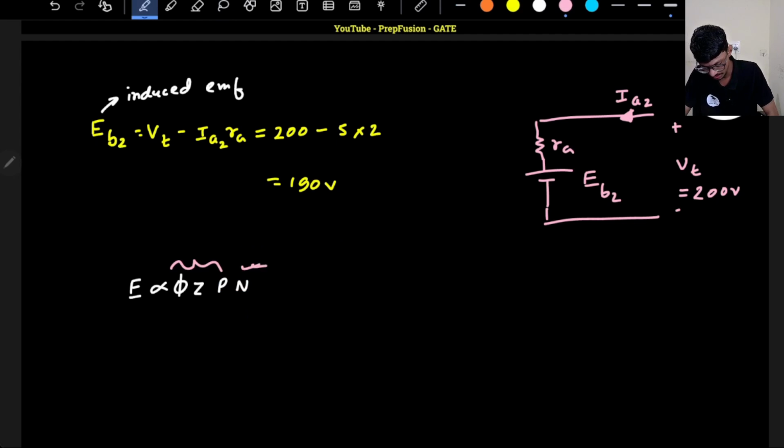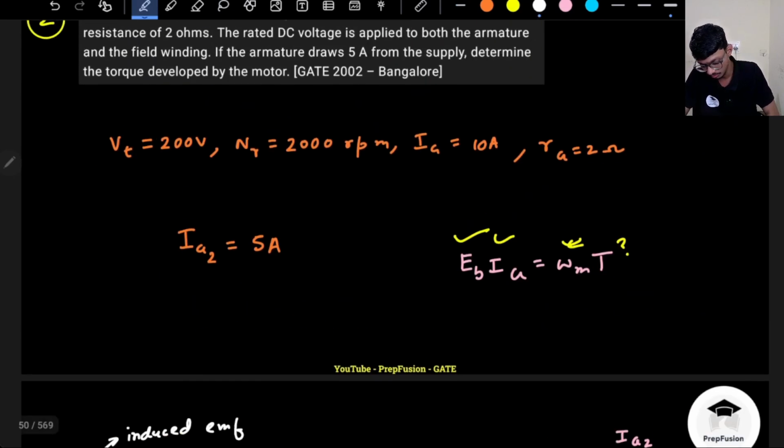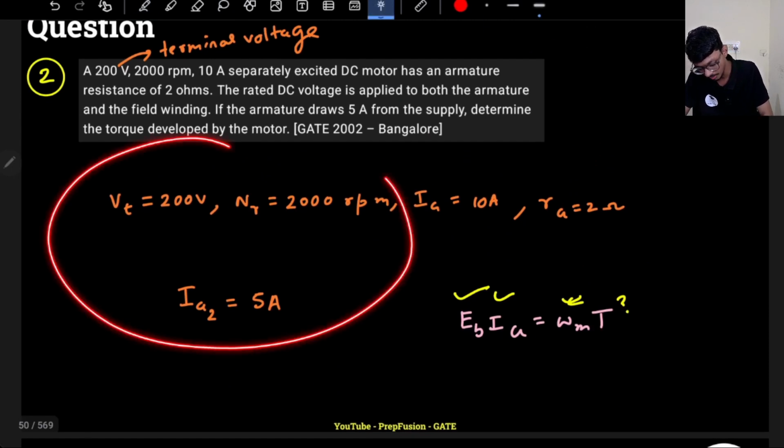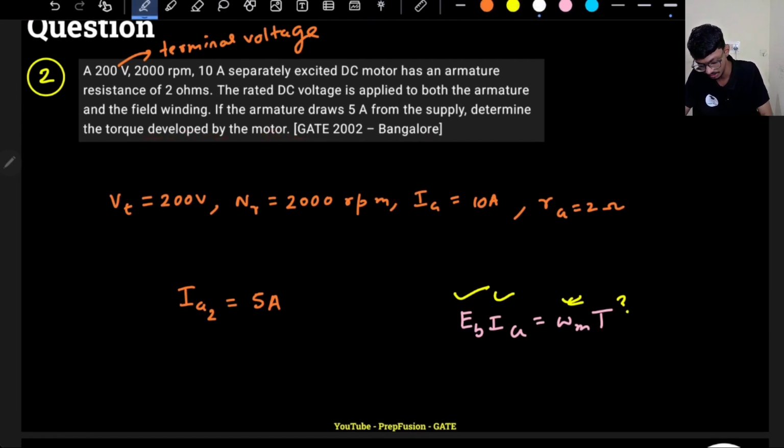Only the speed is changing. So I can directly find out the speed because I know EB1. Do I know EB1? I don't know EB1, but I can find out EB1, right? What will be EB1? EB1, the developed voltage in the first case, the back EMF in case 1, will be Vt, which is the same, 200 minus the rated current. When it is carrying rated current, it is 10 into the armature resistance, that is 20. So this will be 180 volt.